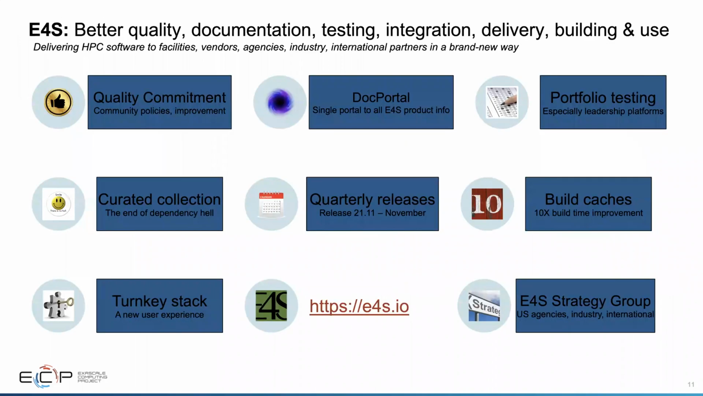So with this, our goal in the E4S project is to have software that is of better quality, has the documentation. It's a curated release, so we have integration, testing, we deliver this to the facilities, and we make it easy to deploy these packages. There's a strong commitment to quality. We have a doc portal that is a single portal for all the products that are included. There is a portfolio testing. We have curated collection in such a way that we make it simple to deploy the packages.